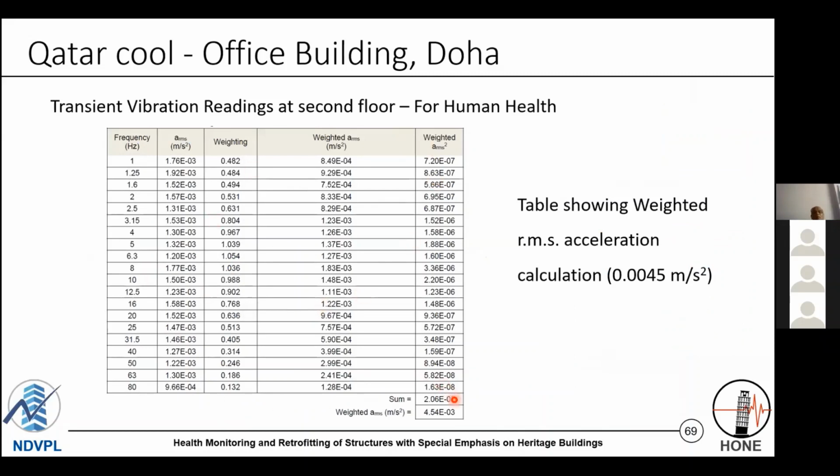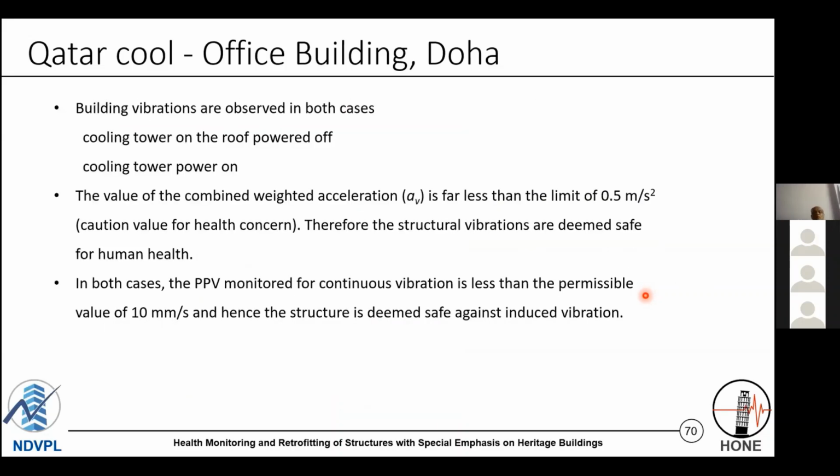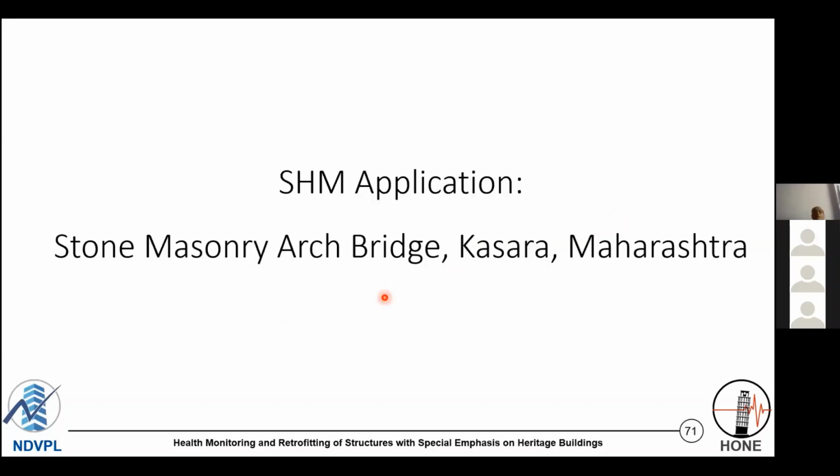This is the RMS value we finally calculated, which is 0.0045. Again, this was much less than 0.5 meter per second square, which was permitted by the ISO standard. Hence, we certified that this structure is safe against vibration for structural stability as well as for human health in a very scientific manner.